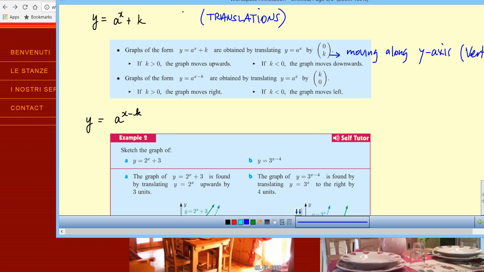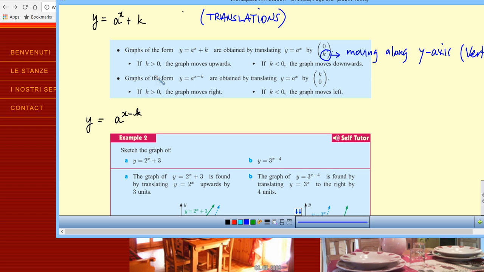And so we are shown here that it is going through a translation of (0, k). It's only the y values that get affected, k number of units. So if the value of k is bigger than 0, then the graph moves up k number of units. If k is less than 0, the graph moves down k number of units.